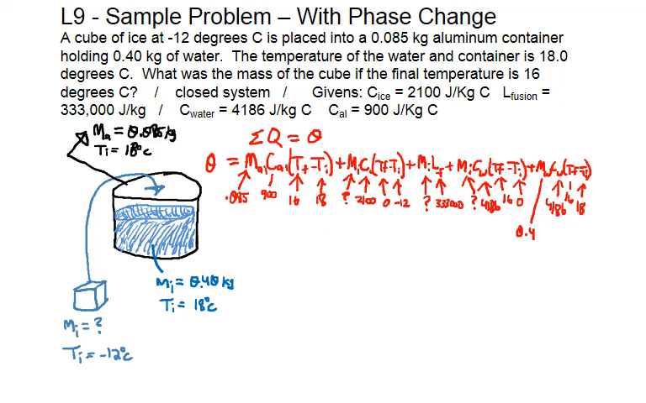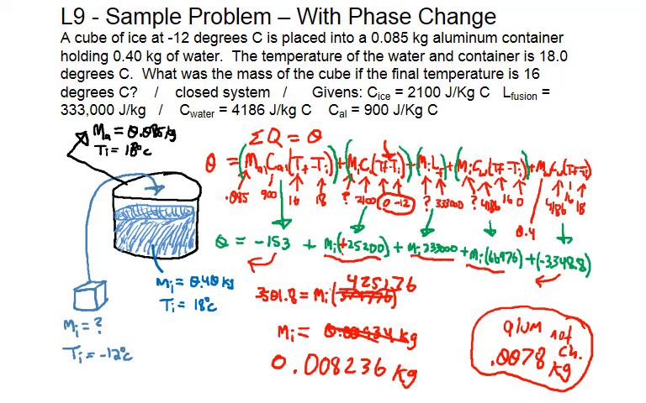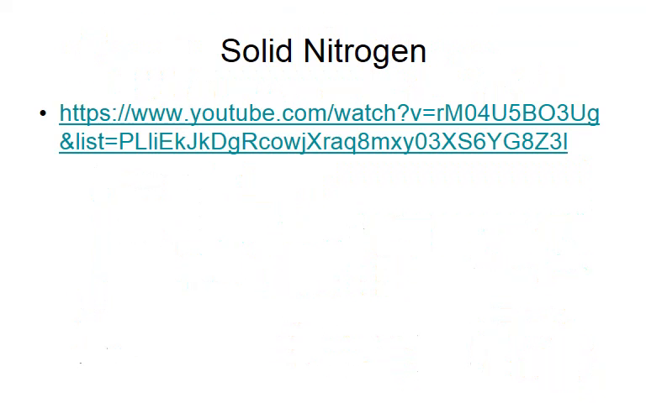Okay, so here's all of our variables. This is all the things that need to be in there. And we'll factor our values in there. We should end up getting an M_I of 0.008236 kilograms, and a final temperature of 16 degrees. And so we've got that there.